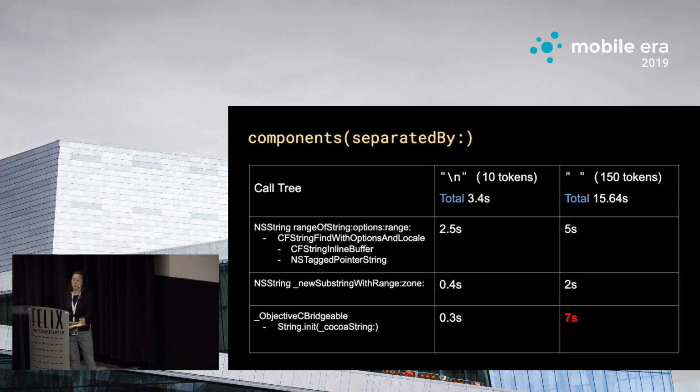That involves calling methods on the Objective-C bridgeable protocol. And this involves dynamic dispatch, which is expensive. As you can see on the last row of this table, it spends about 7 seconds on the protocol method when a space separator is used, while it takes about 0.3 seconds with a new line separator. So if the number of tokens increases, you can see how it can become a bottleneck quickly.